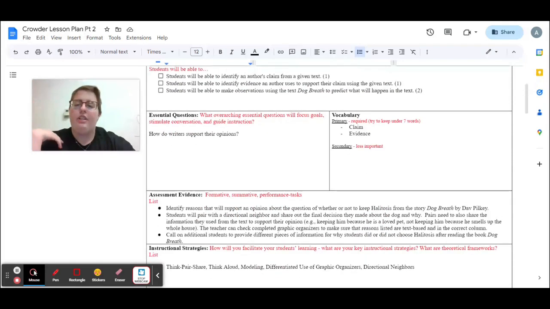And then we have our essential question, and it's a very simple essential question. Simply, how do writers support their opinion? And then our vocabulary is claim and evidence. I kept it very simple again, and that was intentional.